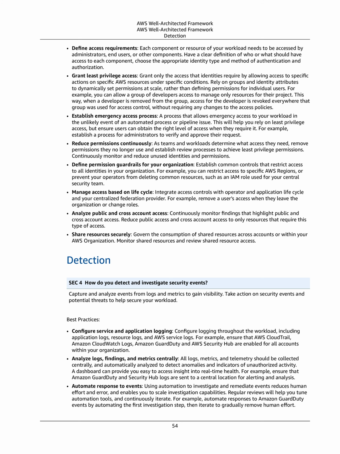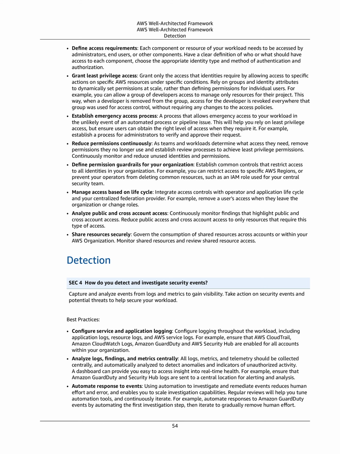Establish an emergency access process, a process that allows emergency access to your workload in the unlikely event of an automated process or pipeline issue. This will help you rely on least privilege access, but ensure users can obtain the right level of access when they require it. For example, establish a process for administrators to verify and approve their request.